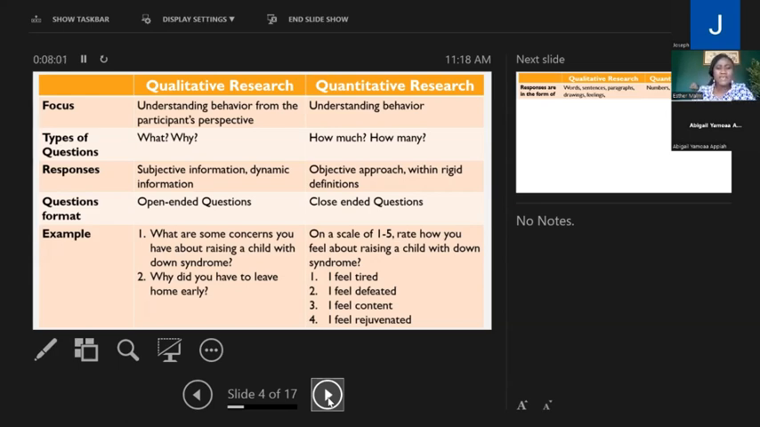So it makes your response very rigid. An individual may probably feel all of the four responses there, but depending on how the question was set, they might ask you to choose one, right? So these are differences between these two fields.